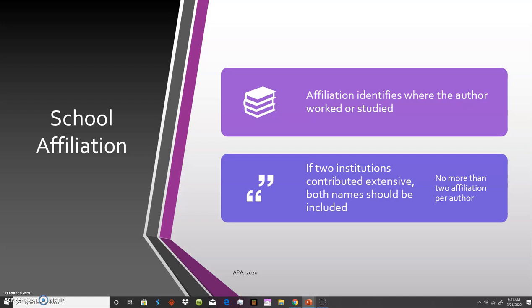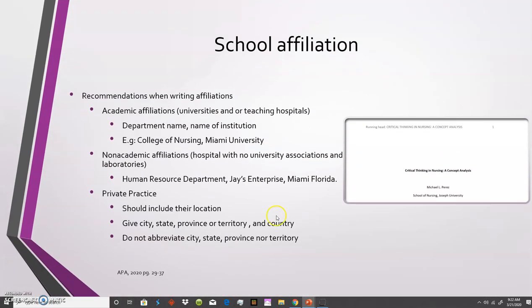If two institutions actually contributed to the paper, then both should be included on the paper, and there should be no more than two affiliations per author. So if you have two authors, then there will be four affiliations if they both have two. If there's more than two affiliations, it should not be on the paper. Only no more than two affiliations per author.